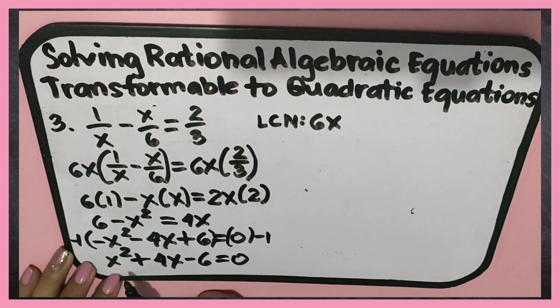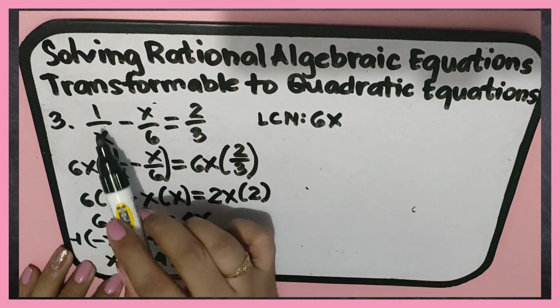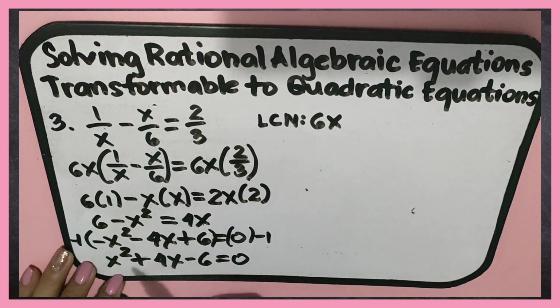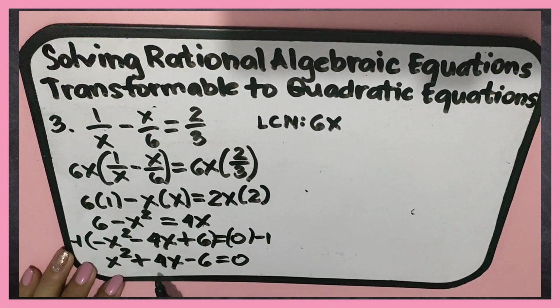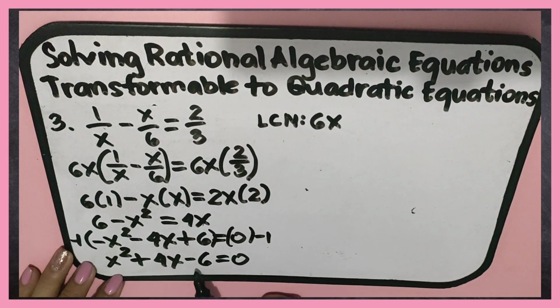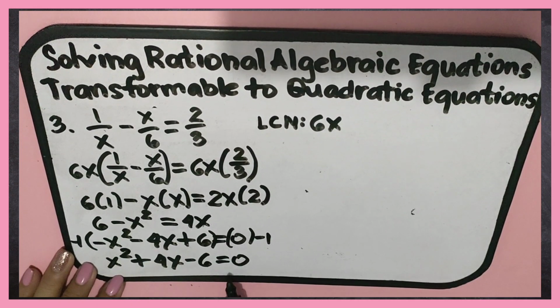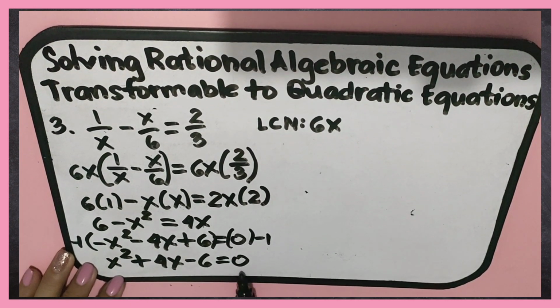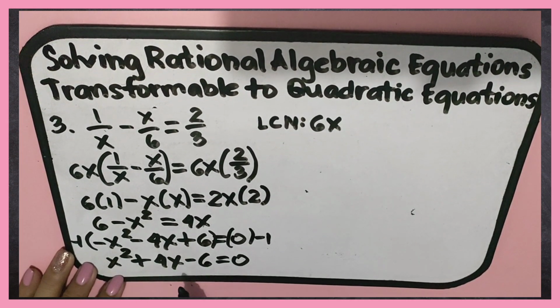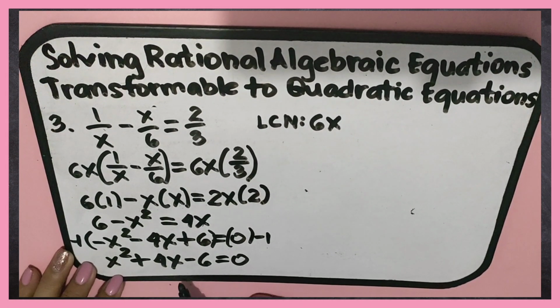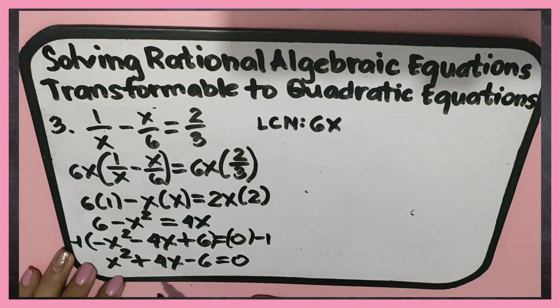Now this is the standard form of 1 over x minus x over 6 equals 2 over 3. The standard form is x squared plus 4x minus 6 equals 0. Now let us get the roots or solution of this standard form of quadratic equation. So as you can see, factoring is not applicable for this equation. So let us use completing the square.